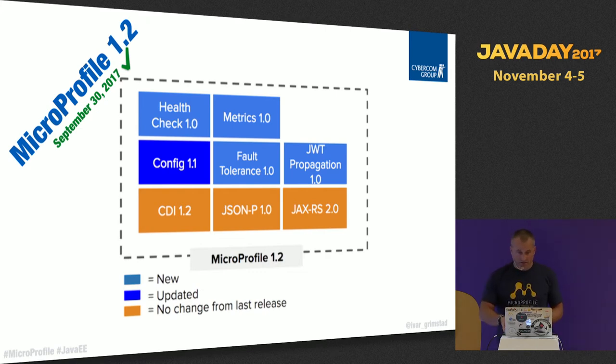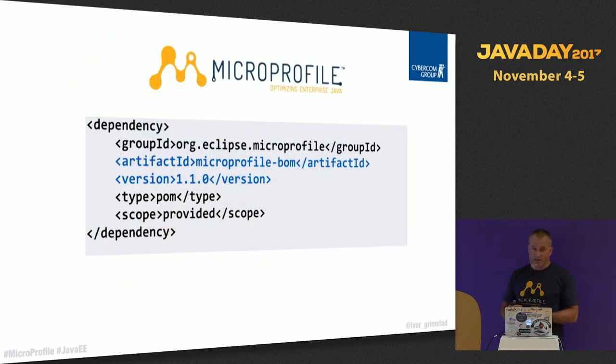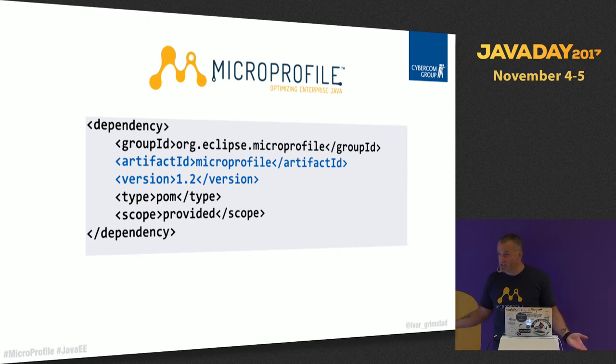And this one, if you have the 1.1 configured in your project, the only thing you need to do is to bump it up to 1.2. And also, the artifact ID has changed from dash bom to just microprofile. I'm not sure why they continued changing this, but this is kind of an evolving thing. So maybe after a while, it will be more standardized, but this is a good thing. It just gets better and better.